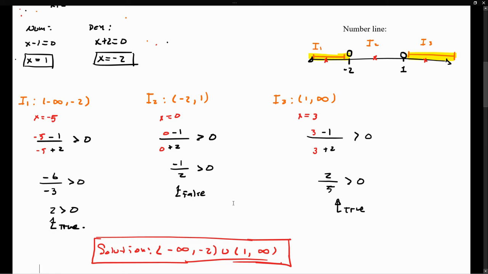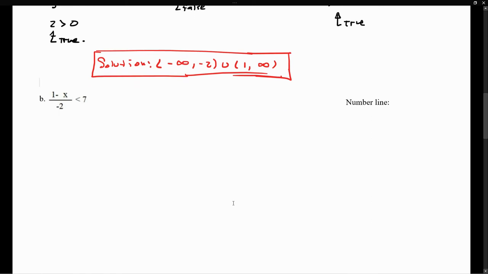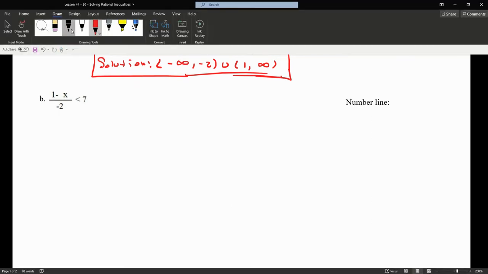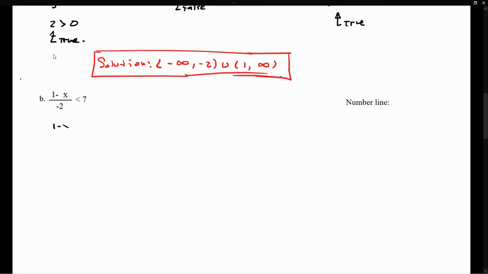Now let's take a look at another example. Here we have example B. Again, the first step is to make the whole inequality into an equality. There it is. And now the second step is to find what value makes my numerator equal to 0 and my denominator equal to 0. For the numerator, 1 minus x equals 0, so we get -x equals -1.